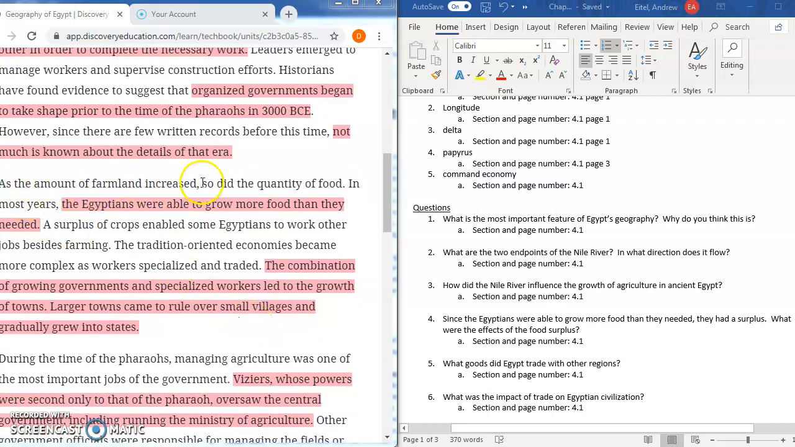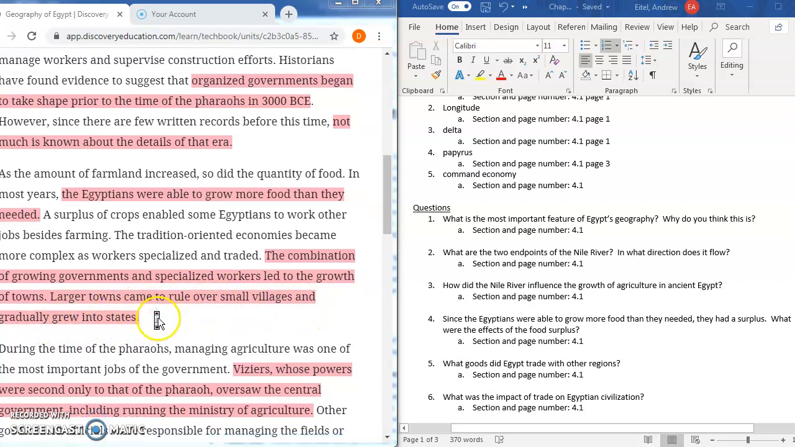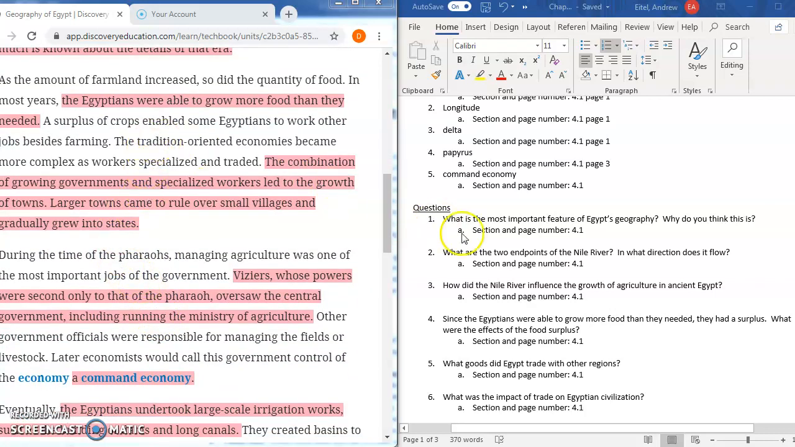As the amount of farmland increased, so did the quantity of food. In most years, the Egyptians were able to grow more food than they needed. A surplus of crops enabled the Egyptians to work other jobs besides farming. The tradition-oriented economies became more complex as workers specialized and traded. The combination of growing governments and specialized workers led to the growth of towns. Larger towns came to rule over small villages and gradually grew into states. So we've already started to talk about what they did with the surplus.